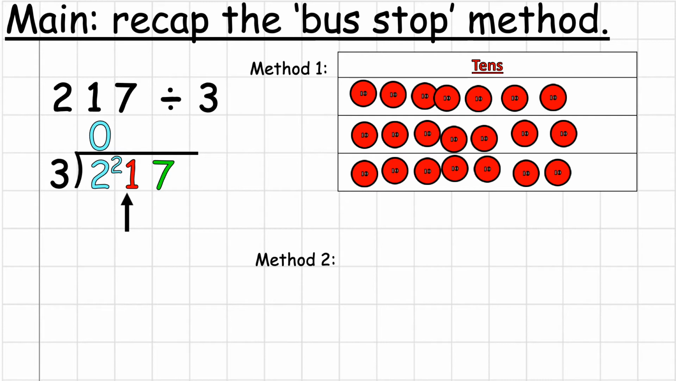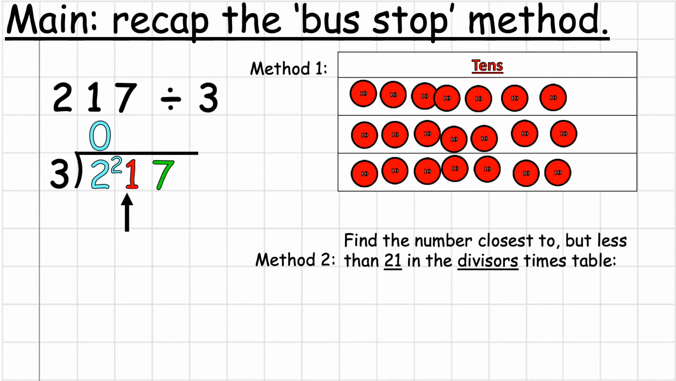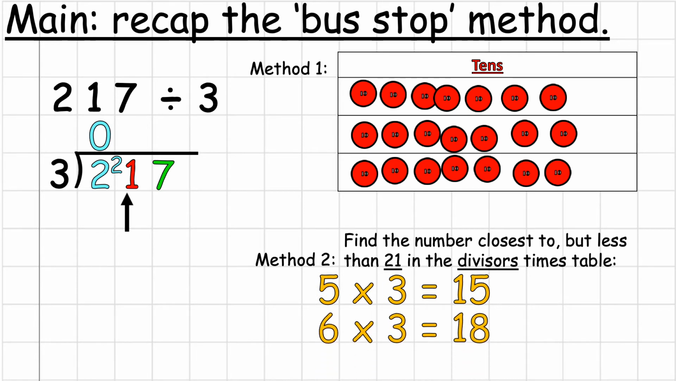Let's check it's correct with method 2. Well, let's find a number closest to or equal to 21 in the divisor's timetable. So 5 times 3 is 15. That's close, but I'm sure we can get closer. 6 times 3, 18. Closer still. And 7 times 3 is exactly 21. So we can use that to find there's 7 3s in 21.